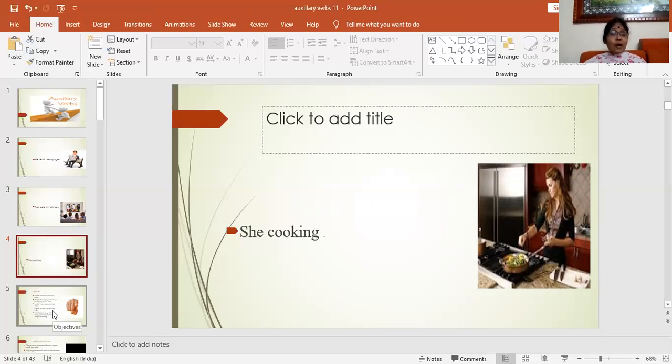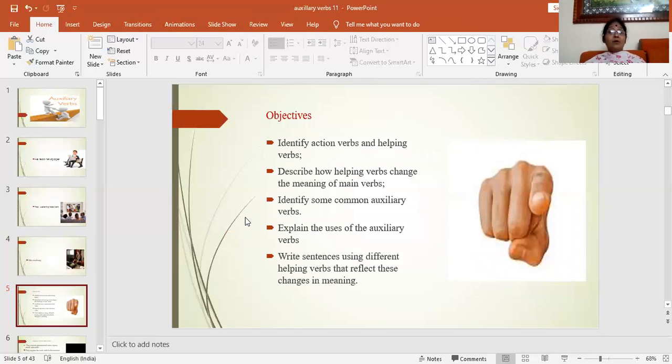Now, you have learned in your earlier classes, but now we will learn something more. So what is our objective? It is to identify action verbs and helping verbs, describe how helping verbs change the meaning of main verbs, identify some common auxiliary verbs, right? Explain the uses of auxiliary verbs. And then write sentences using different helping verbs that reflect these changes in the meaning, right?